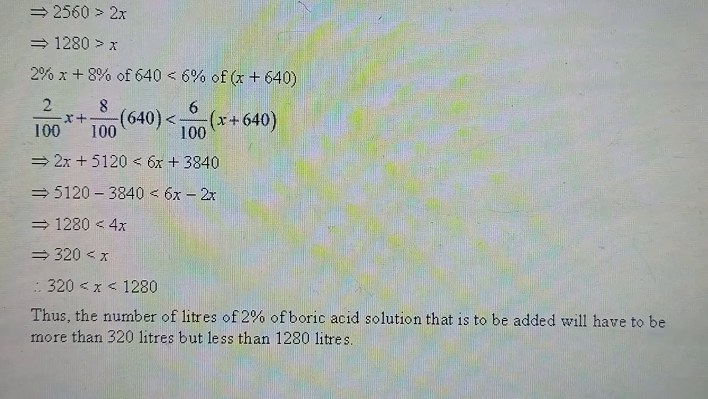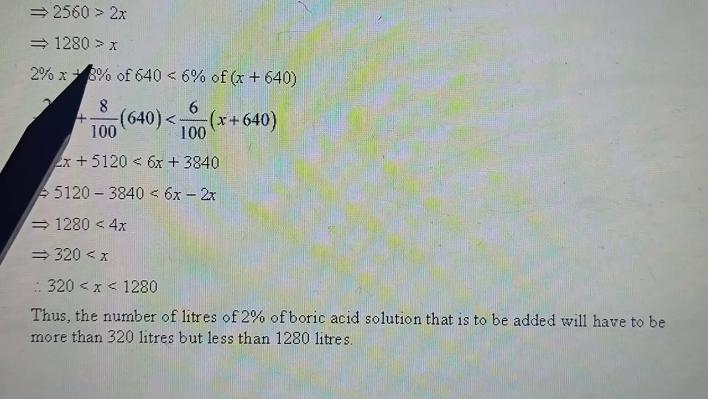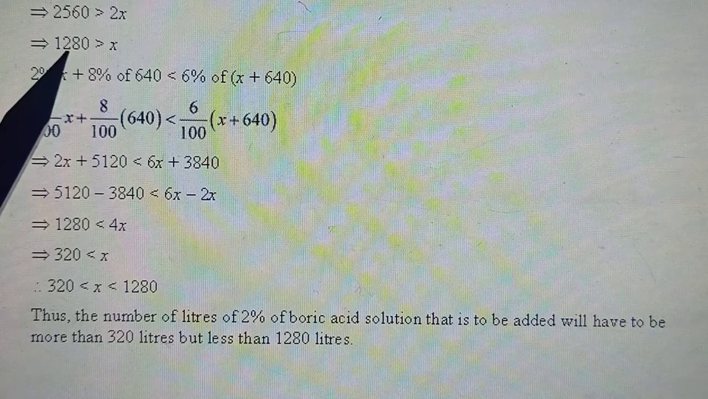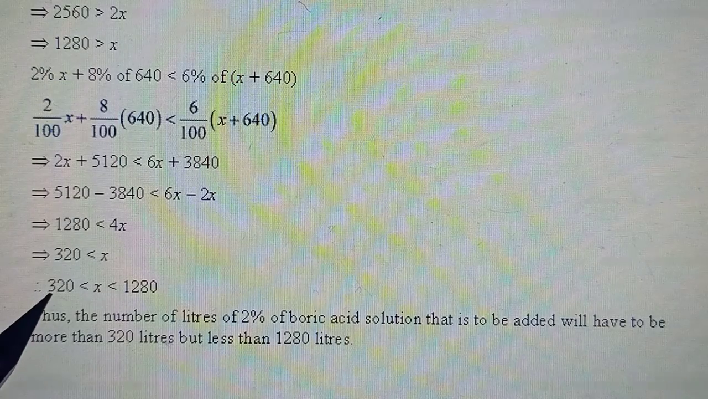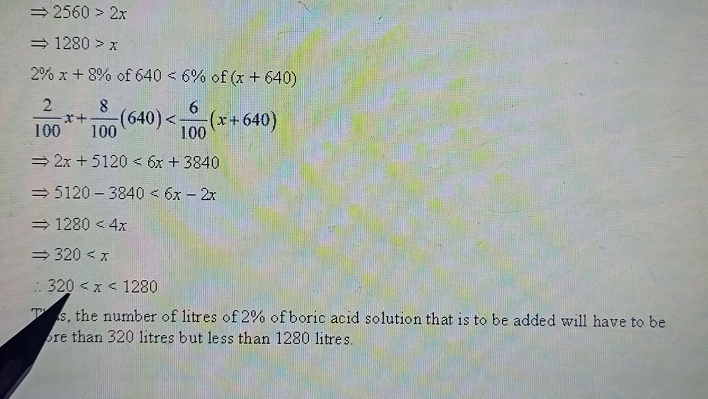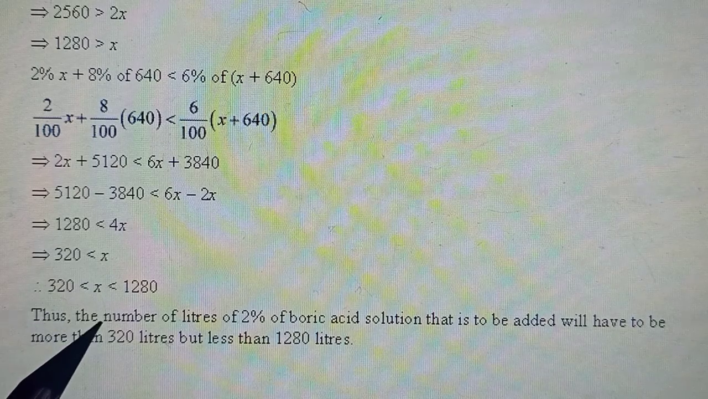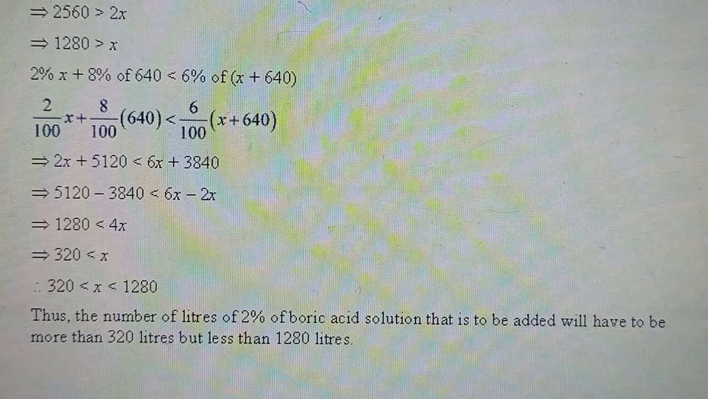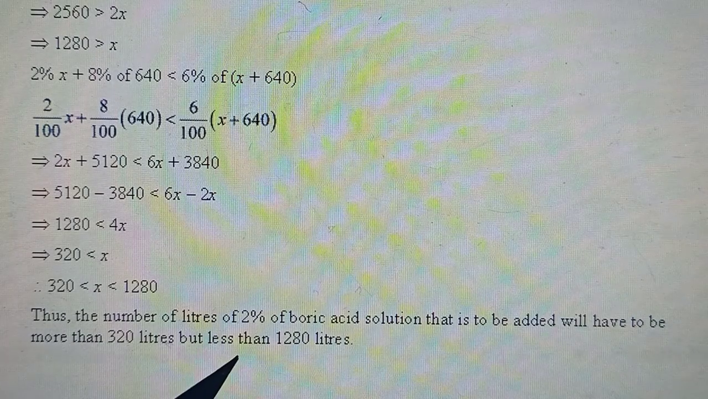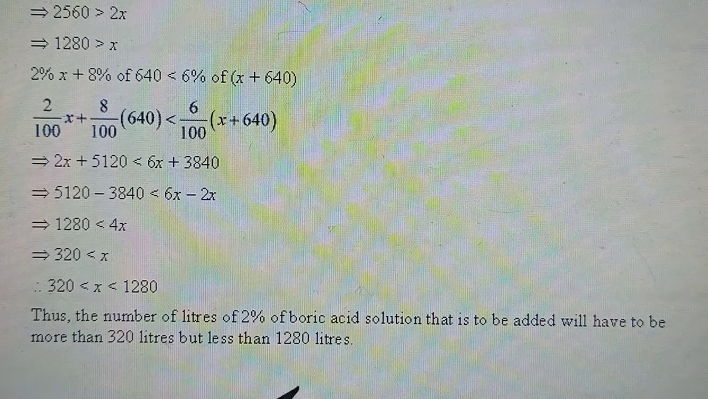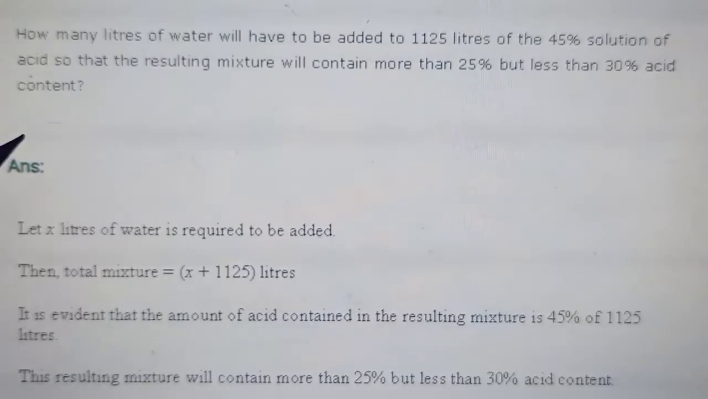Then you'll merge these two results. Here x should have been less than 1280 and here it should be more than 320. So you would say, therefore, the 2% boric acid solution that we can add should be more than 320 liters, but less than 1280 liters. That is what was in question.